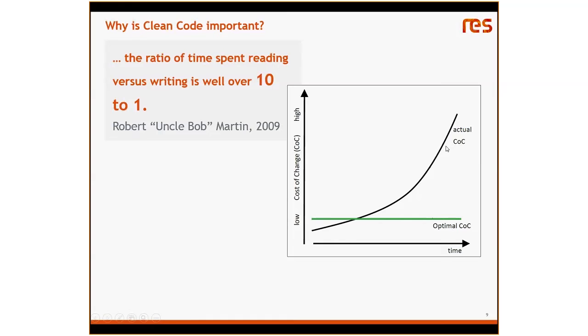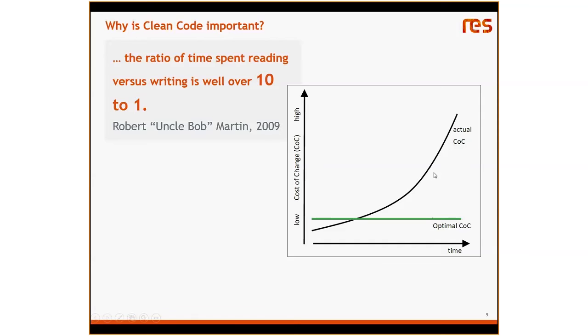as shown by the black curve here. Hopefully with clean code we can get closer to the green line, the optimal cost of change. Note that the black line starts lower than the green one. This is an important point. Bad code is quicker to produce initially, but soon it becomes more difficult to change, and this burden gets worse over the life of the software.